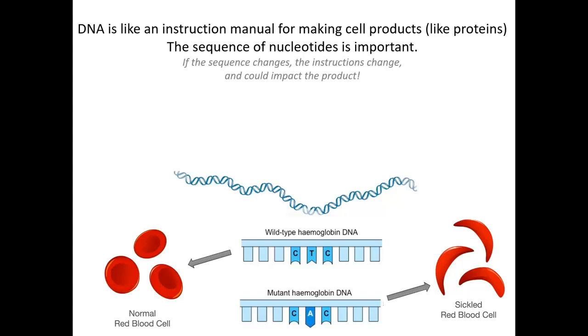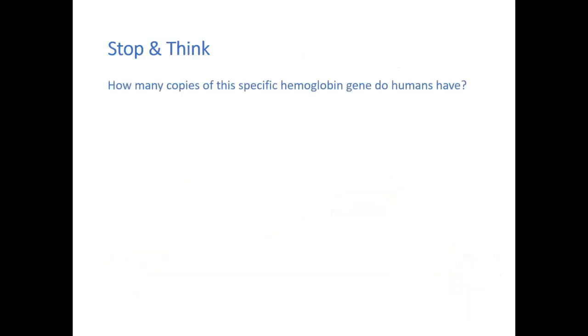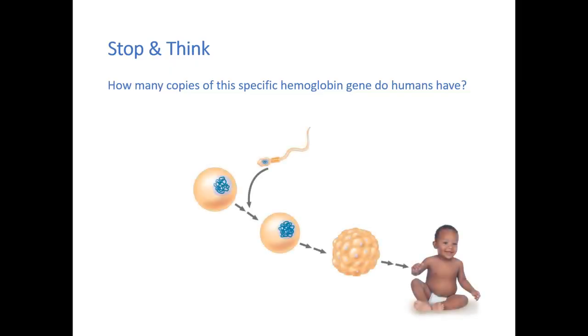What we just discussed is called a mutation, or a change in DNA. This mutation causes a condition called sickle cell disease. How many copies of this specific hemoglobin gene do you have? You inherit one copy from each parent, so you have two.